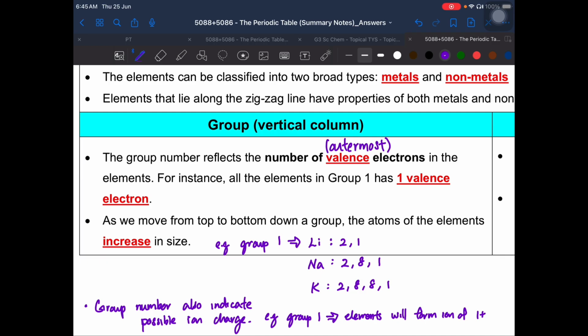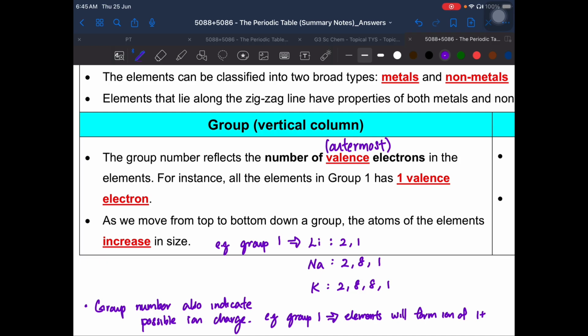Because they will all lose their one valence electron, all of them will become 1 plus. So likewise, as you run through that chapter on atomic structure or chemical bonding, that's where you can revise how you can use group number to help you determine the charge of the ions. Alright, let's move on to the next part, which is on period.